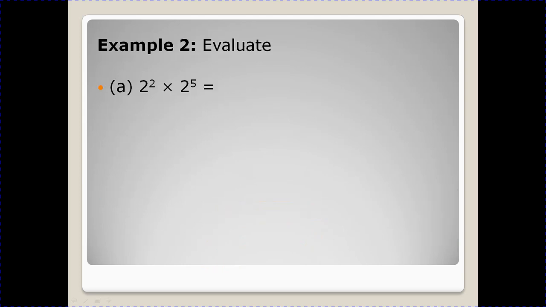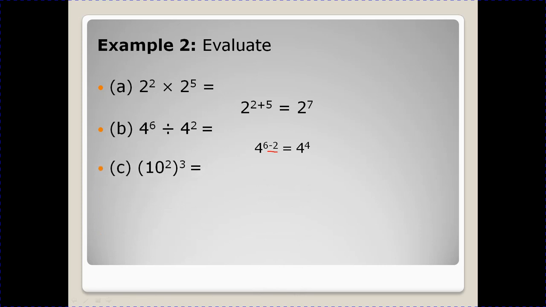Well, 2 to the power 2 times 2 to the power 5, this is multiplication. Multiplication becomes addition. So it will be 2 to the power 2 plus 5, which is 2 to the power 7. Number B, 4 to the power 6 divided by 4 to the power 2. Division becomes subtraction. So it will be 4 to the power 6 minus 2, so it's 4 to the power 4. Number 3, 10 to the power 2, all to the power 3. This is power to the power. It becomes multiplication, 10 to the power 2 times 3. So it is 10 to the power 6.